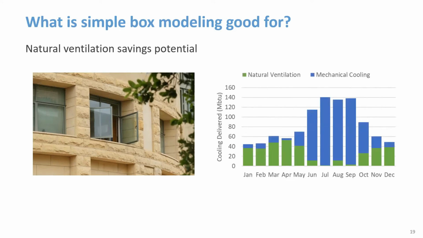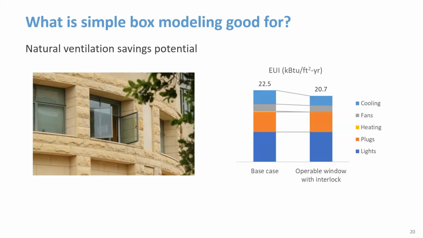This chart shows results of a model with natural ventilation and shows the fraction of the cooling load that can be handled via natural ventilation each month. This chart shows the energy savings potential of using operable windows with an interlock switch to cut off delivery of air. That's one potential natural ventilation strategy. So it cuts off the ventilation or cuts off the HVAC whenever the window's open.